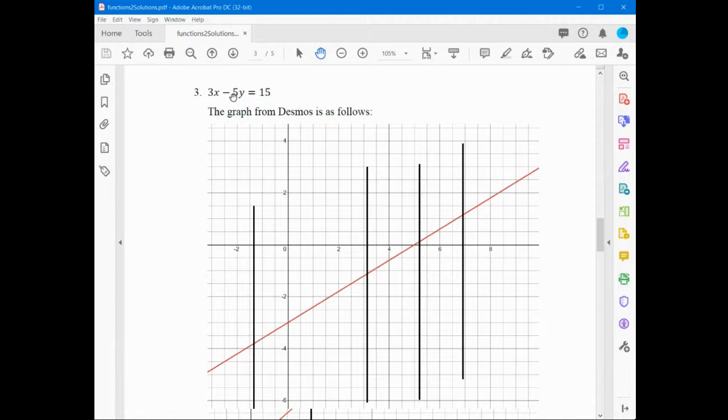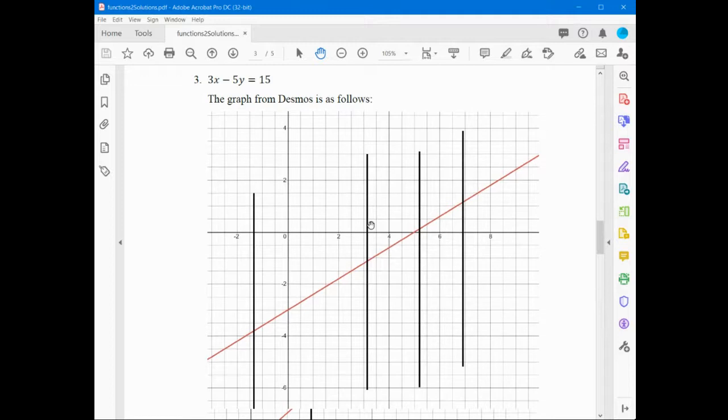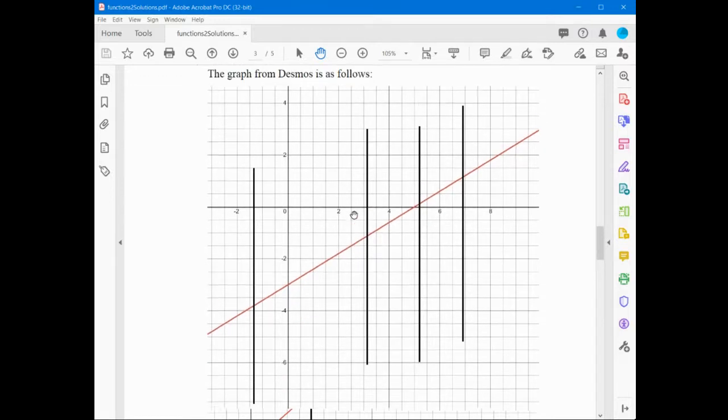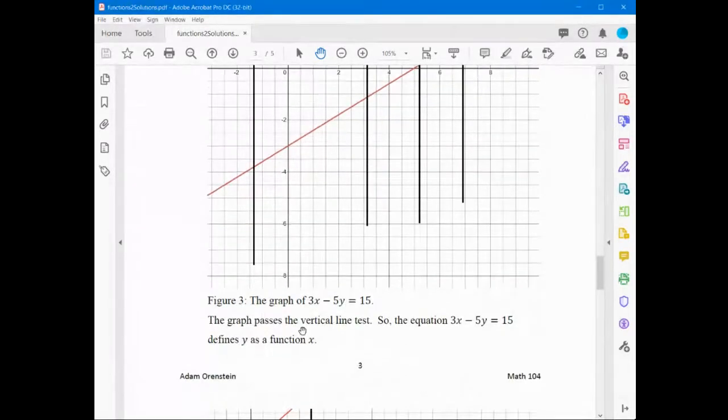This you probably didn't have to graph, because the graph of this is a non-vertical line. And as I said last time, any non-vertical line is the graph of a function. In other words, it will pass the vertical line test. So this equation does define y as a function of x. I drew some vertical line segments just to illustrate that, but again, any non-vertical line will pass the vertical line test. Now for this, we want to get y in terms of x.